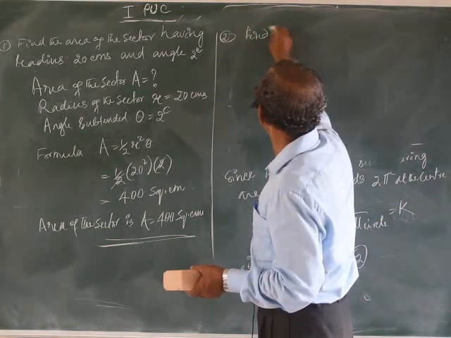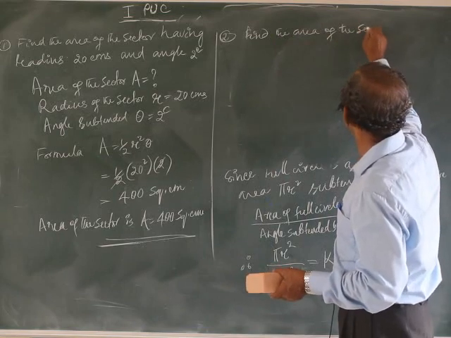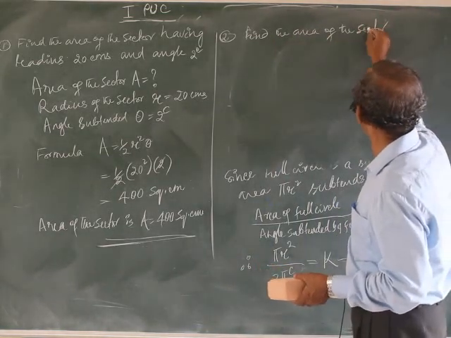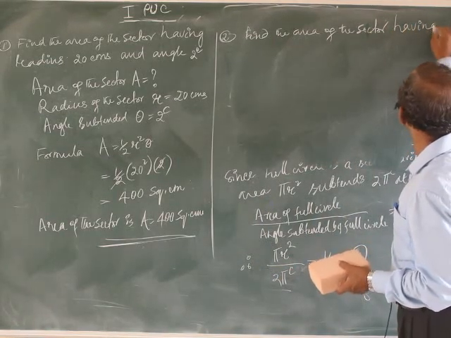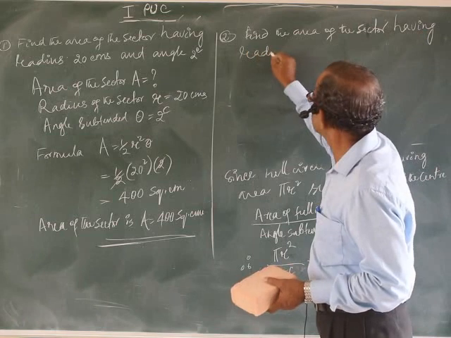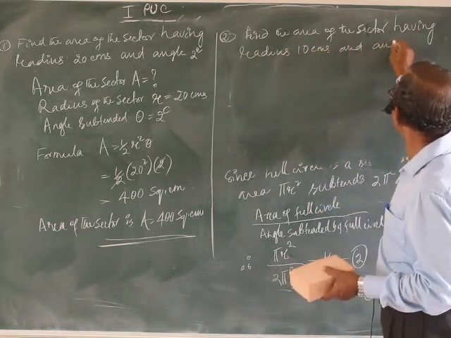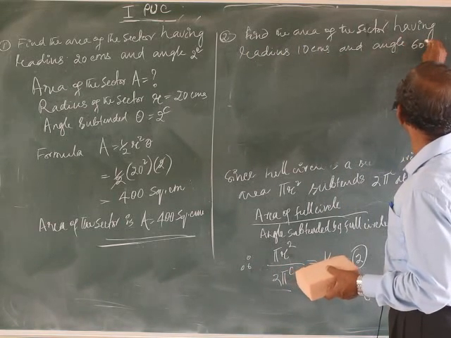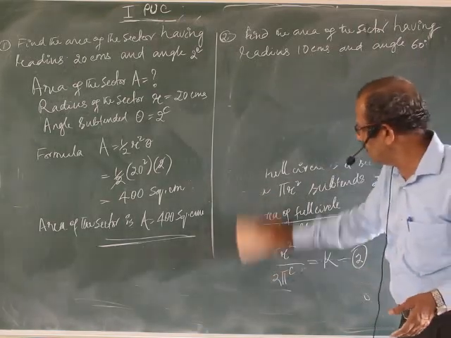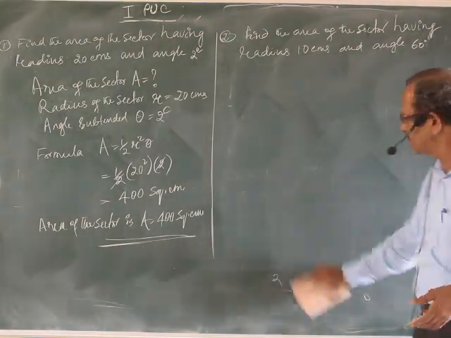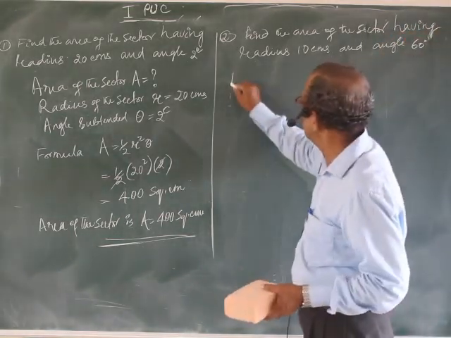Find the area of the sector. Find the area of the sector having radius 10 centimeters and angle 60 degrees. Yes, same type of question, just similar to the previous problem. Question is find the area. So let me write like this.